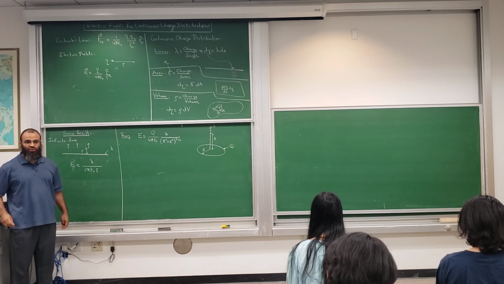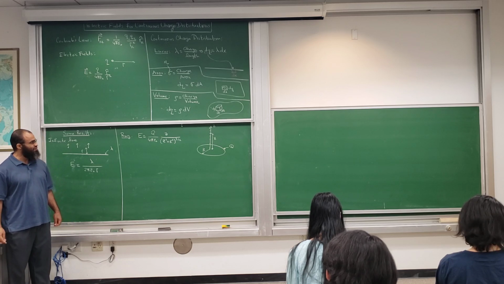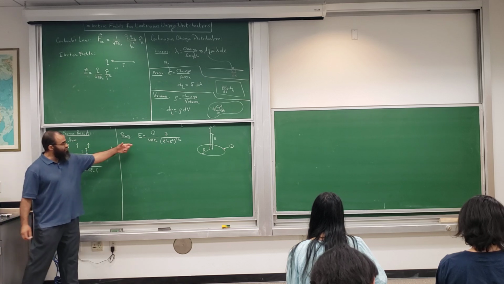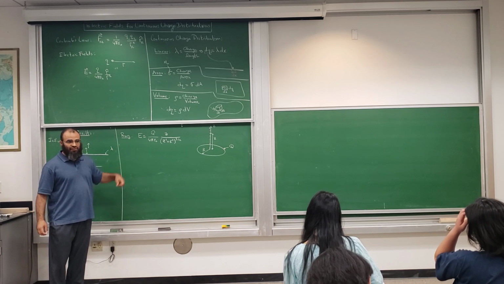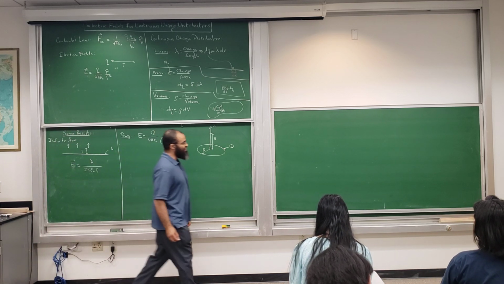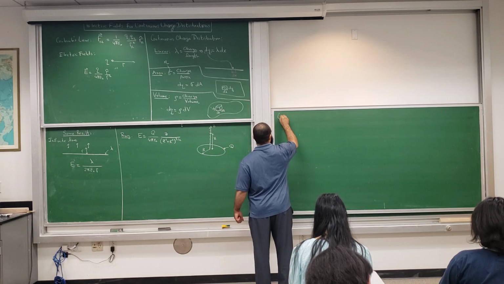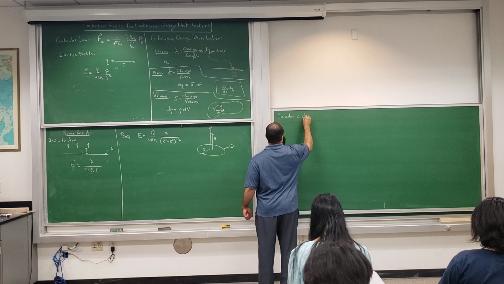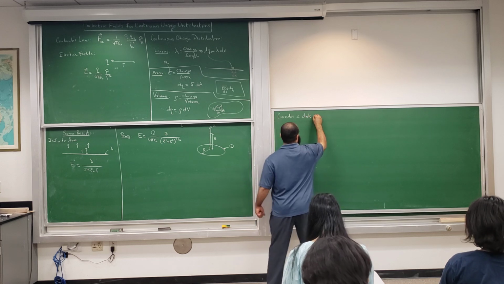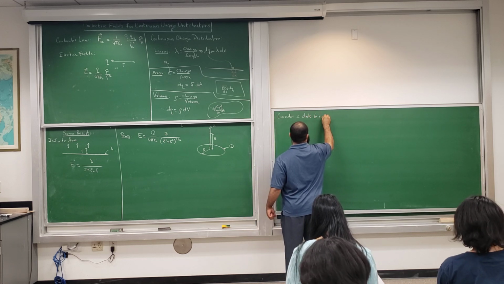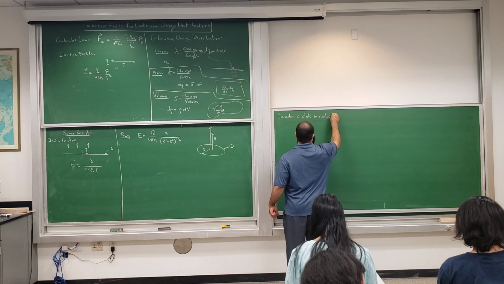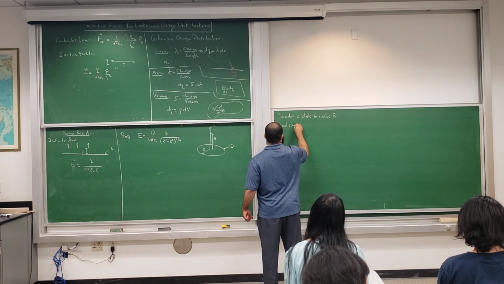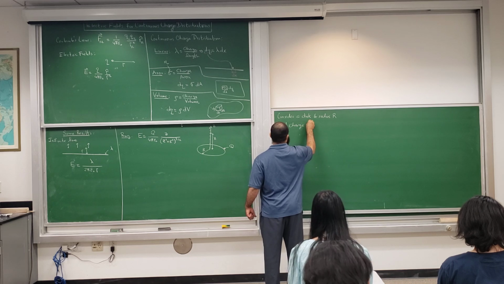I'm going to use the other board to do that. So this one we went over. Now, this would be the basis for our charged disk. So here is a disk. Now consider a disk of radius R and charge density.